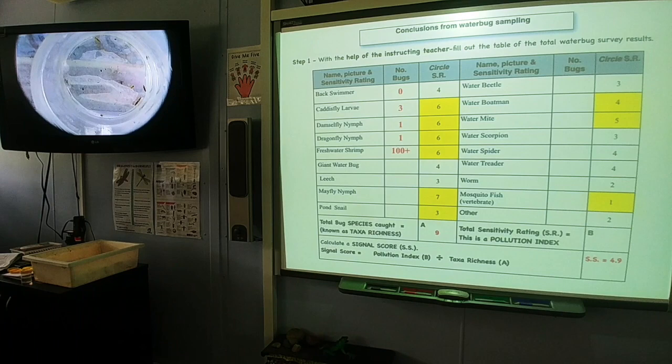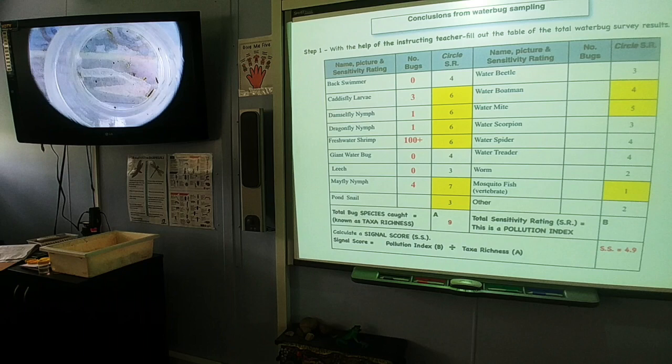Let's see. So John, what about zero? Zero for leech, and we got four of those. Very good.